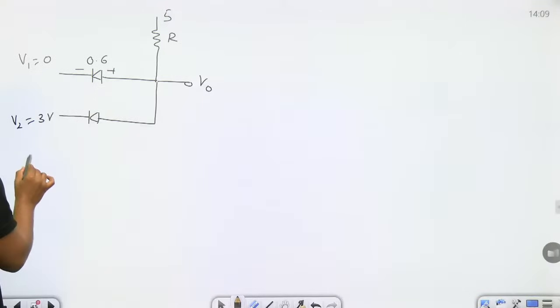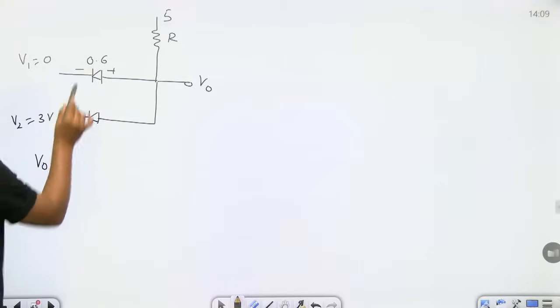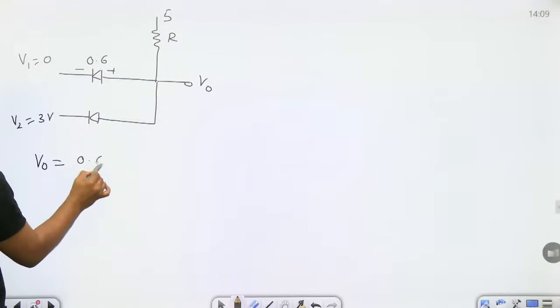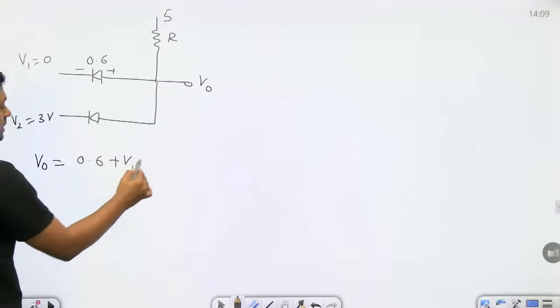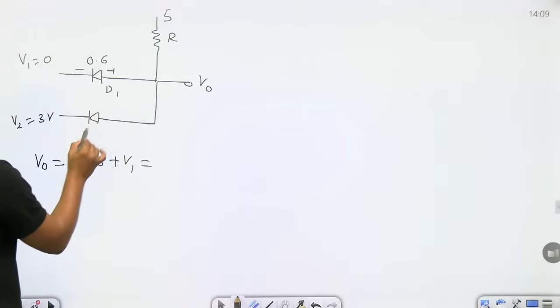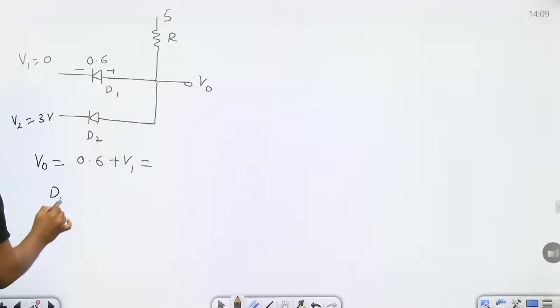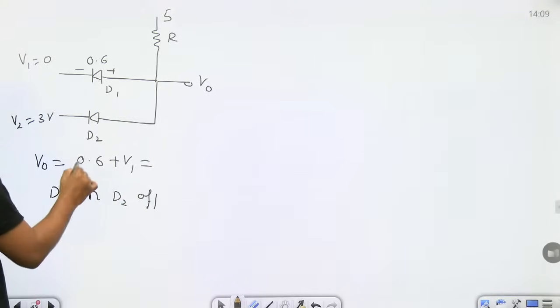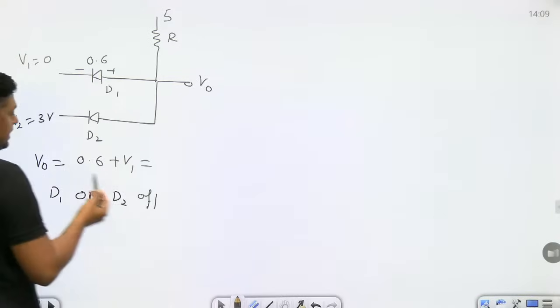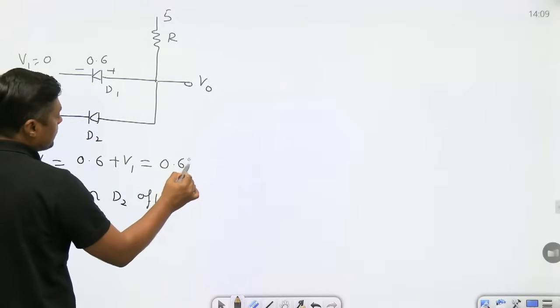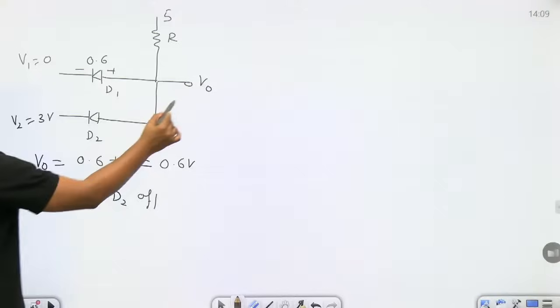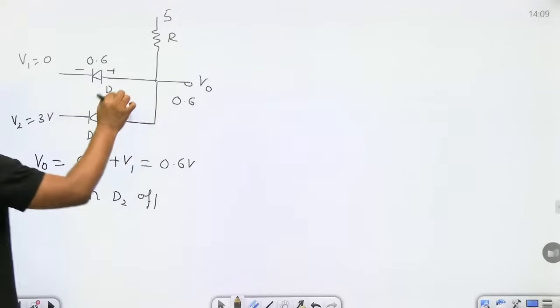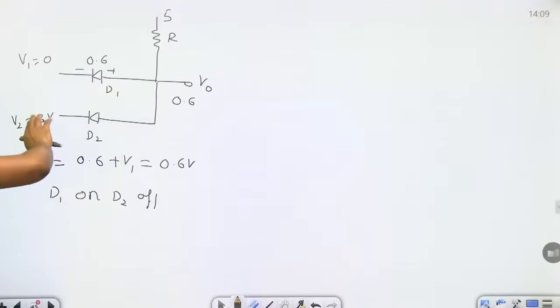So what is the V0? V0 is equal to 0.6 plus V1. That is the general answer. When D1 is on, D2 is off. That is the general answer, 0.6 plus V1. And initially that voltage is 0.6 volt. Since this is 0.6 volt, definitely 0.6 volt is less than 3 volt. That's why this diode will remain off.